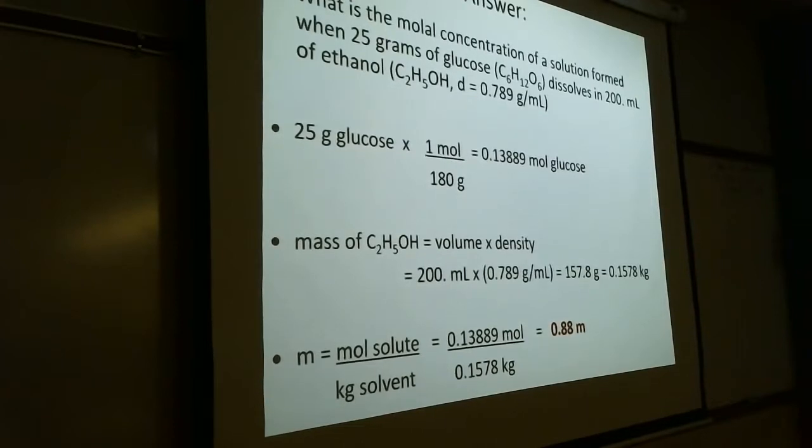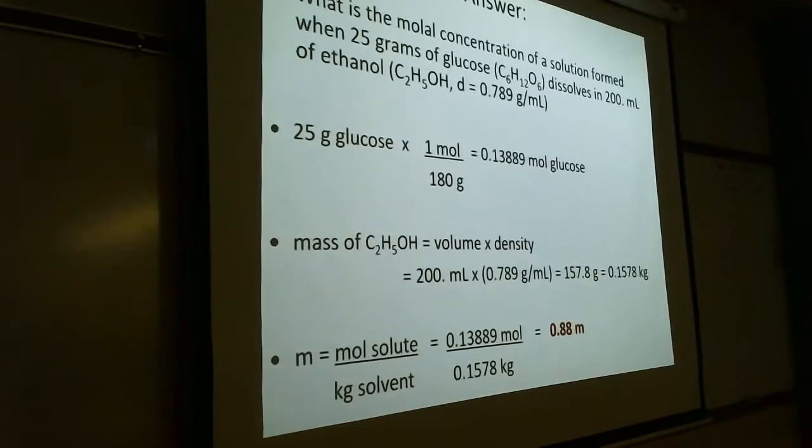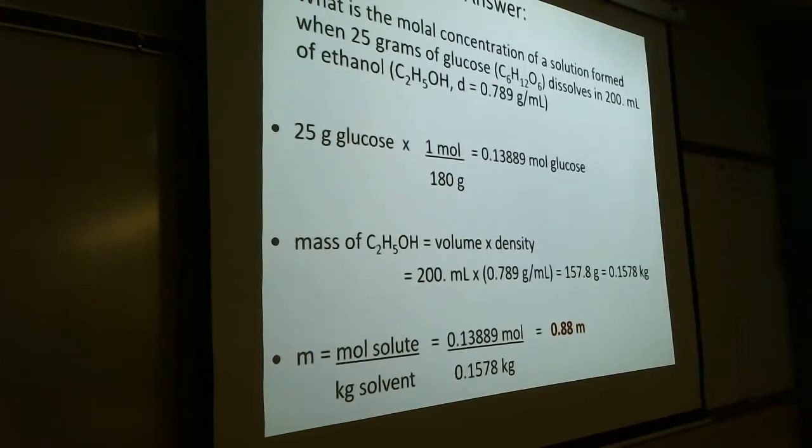Moles per kilogram, or you could write lowercase m, either one. Ready to try another one? You'll need me to stay here a little longer. We good, we good, we good?